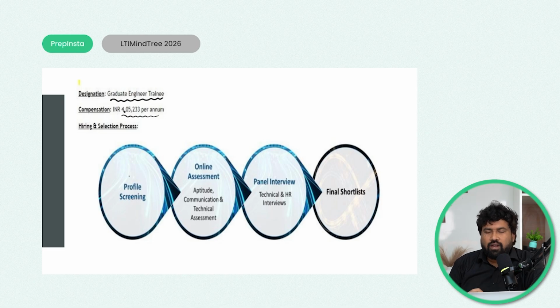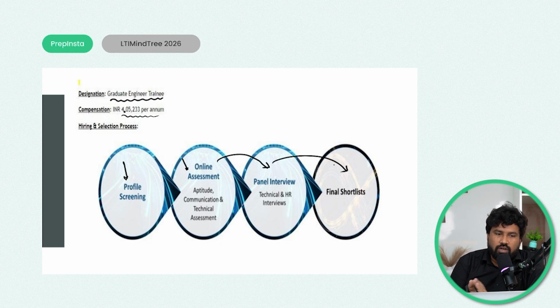As for the process, first they will do the profile screen, next the online assessment, followed by the interview panel and the shortlisting of candidates. There is no coding role, as they said, because they are only hiring for one role. If they hire for multiple roles, like two roles in off campus, then we have a coding role. But in this on campus hiring, they are hiring only for the Graduate Engineer Trainee role at 4.05 LPA, so there is no separate coding role. But they will test your coding skills in the technical assessment.